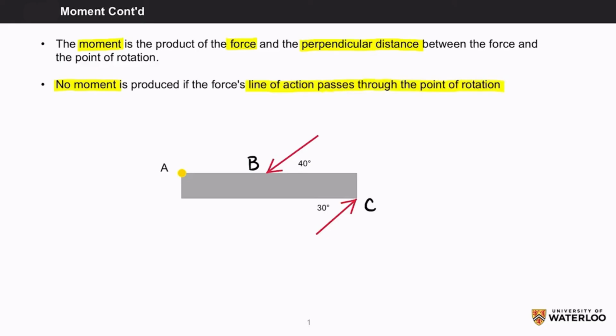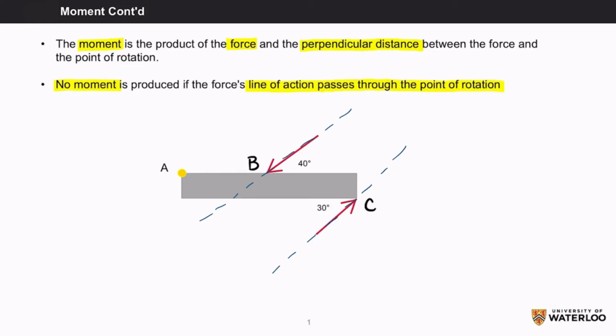We have two forces acting on the beam at points B and C. Let's examine how these forces create a moment about point A. If we draw the lines of action of each force, we can see that they do not pass through point A, since the forces are not perpendicular to the beam. We must consider the x and y components of each force.